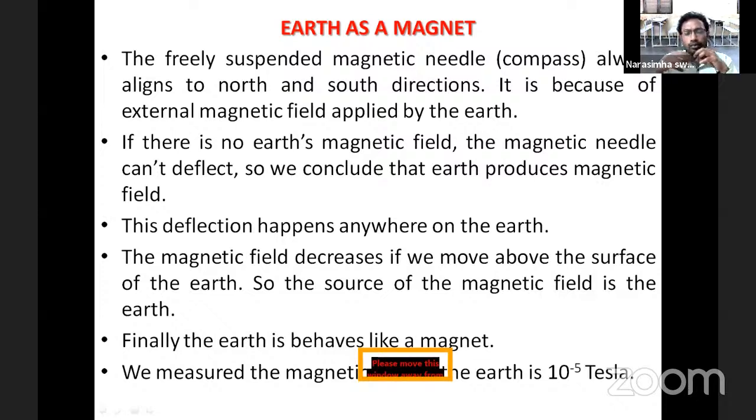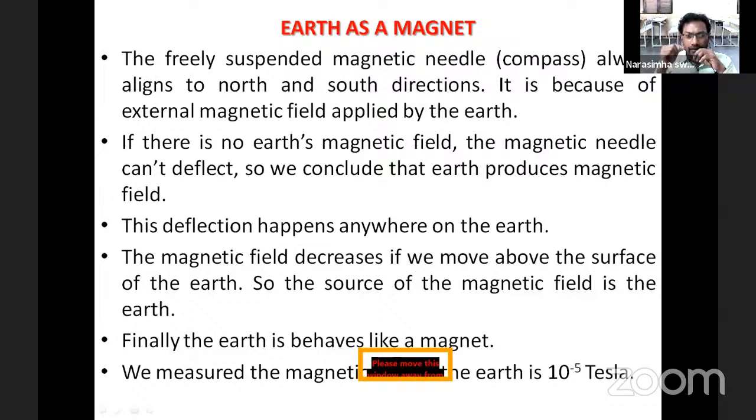See, if you move holding the compass anywhere on the Earth, that may be Hyderabad, Delhi, Kashmir, whatever or wherever the area is, the compass always shows the north direction. So this deflection happens anywhere on the Earth, then we can say the Earth behaves as a magnet and is itself producing the magnetic field.